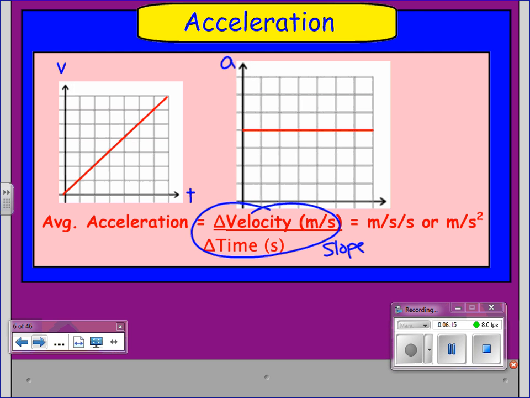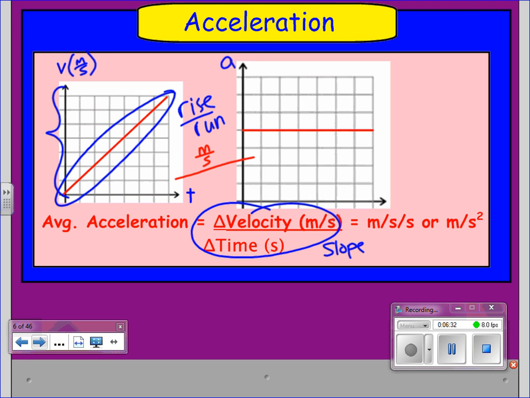Now notice, when you find the slope of a velocity graph, it's rise over run. Well, what would be the units for the rise? The rise is your y-axis, which in this case is velocity, and velocity is measured in meters per second. So the rise value would end up being meters per second over the run. Well, what's the run value? The run is in time, and time is measured in seconds. So we'd end up getting the units for acceleration is meters per second per second.